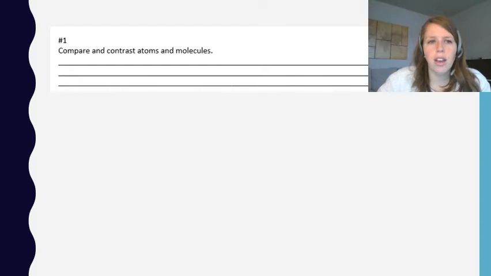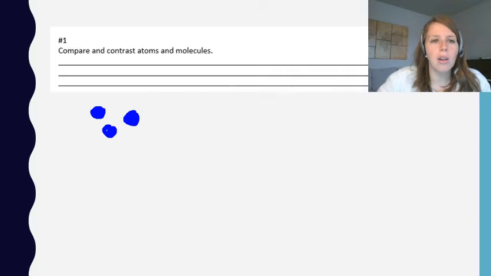The first question asks you to compare and contrast atoms and molecules. Well, my first question is, do you know which one is smaller and bigger? Well, let's talk about it, and I'll always be drawing a few pictures, at least doing my best to. So, atoms are the smallest unit of anything that's a substance.